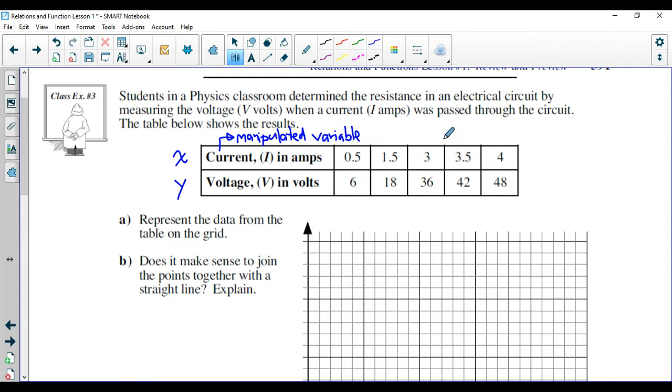Manipulated variable means it's something that you have intentional control over. So if we were trying to figure out the resistance through the circuit, I'd potentially be able to turn a knob where I could change the current that actually goes through the circuit. And then the voltage is what we refer to as being the responding variable.